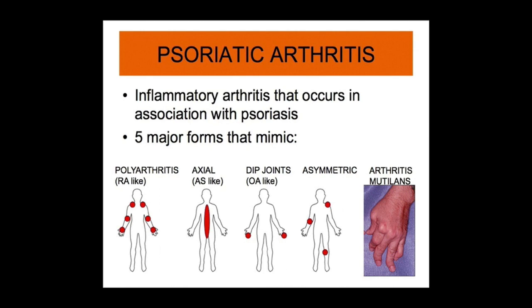And then we have the asymmetric type. This is the one that's most often found in psoriatic arthritis, and it involves a huge number of different types of joints and is very asymmetric in its appearance. Sometimes it can involve one knee, one shoulder, a couple of joints in the hands. So it's a very difficult one to diagnose. And then the final one is arthritis mutilans, which is an extremely destructive form of psoriatic arthritis.